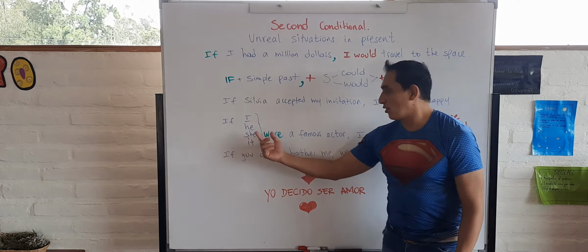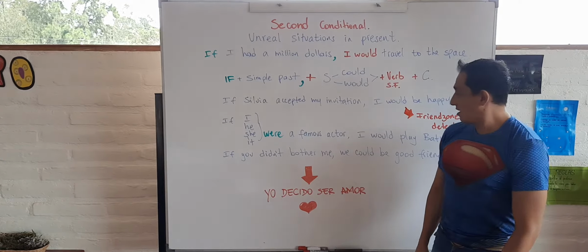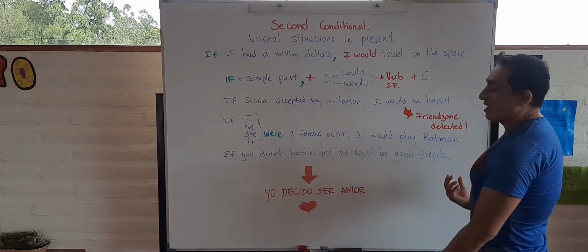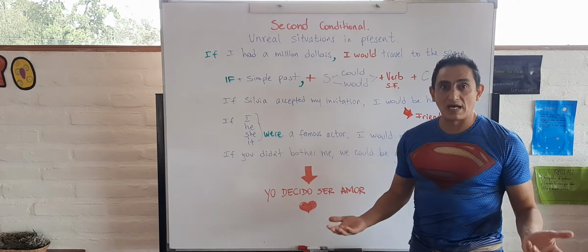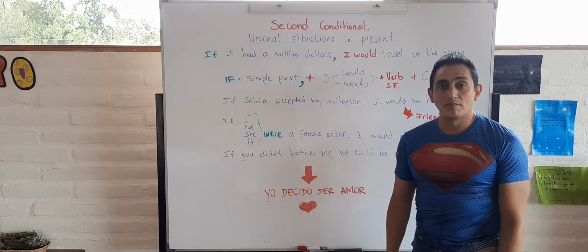Okay? Let's see an example. If I were a famous actor, I would play Batman. I am not a famous actor. I cannot play Batman. Alright? Very good. And something that you need to remember is you can play with affirmatives or negatives. For example, if you didn't bother me, we could be good friends. What is the real situation? You bother me, we're not good friends.